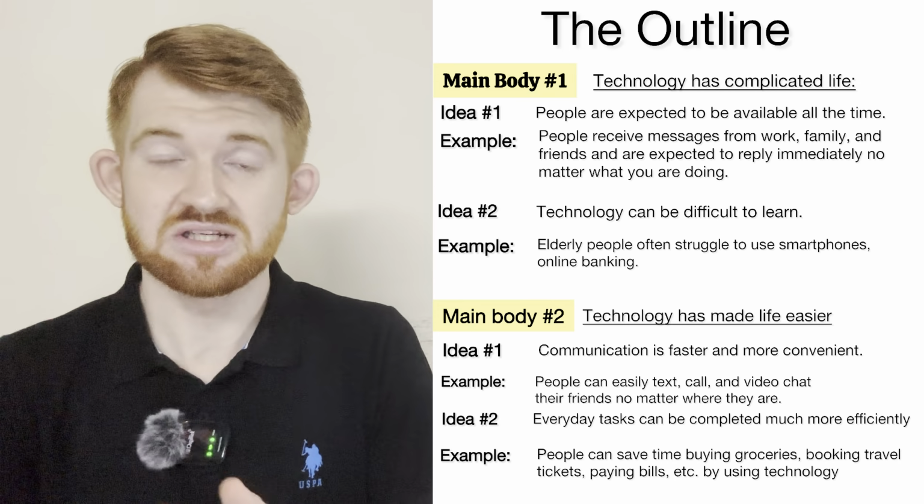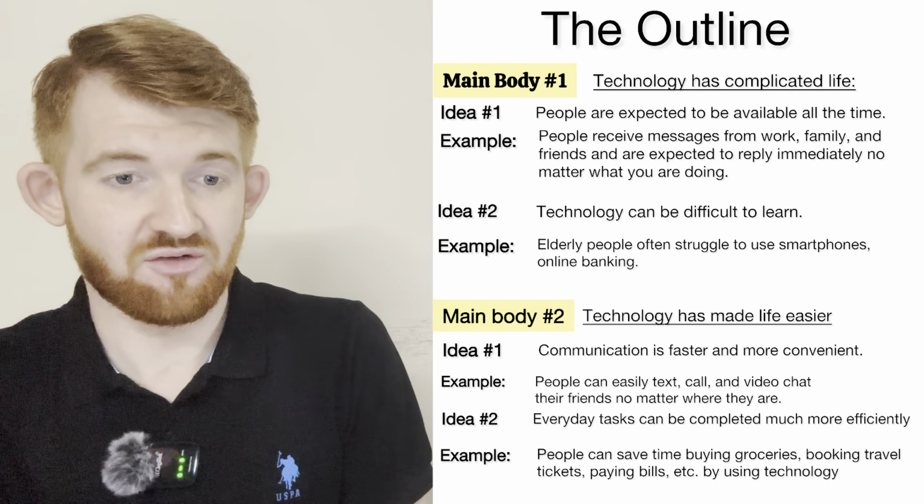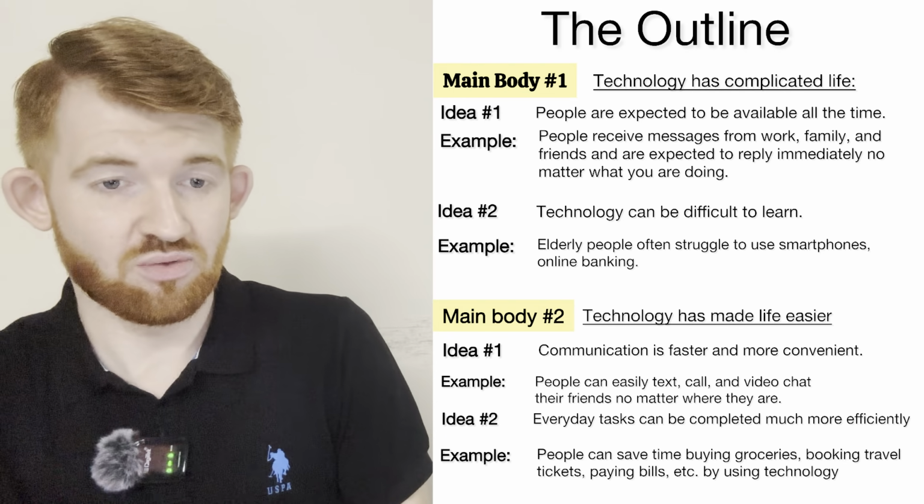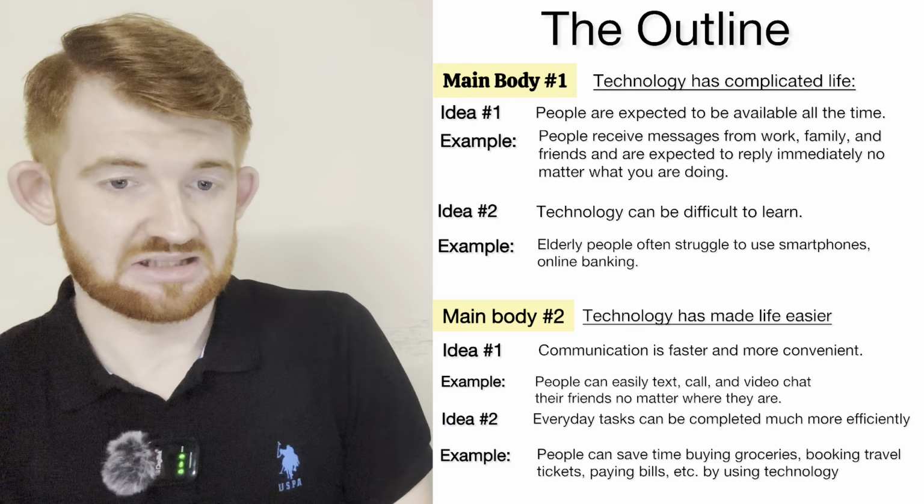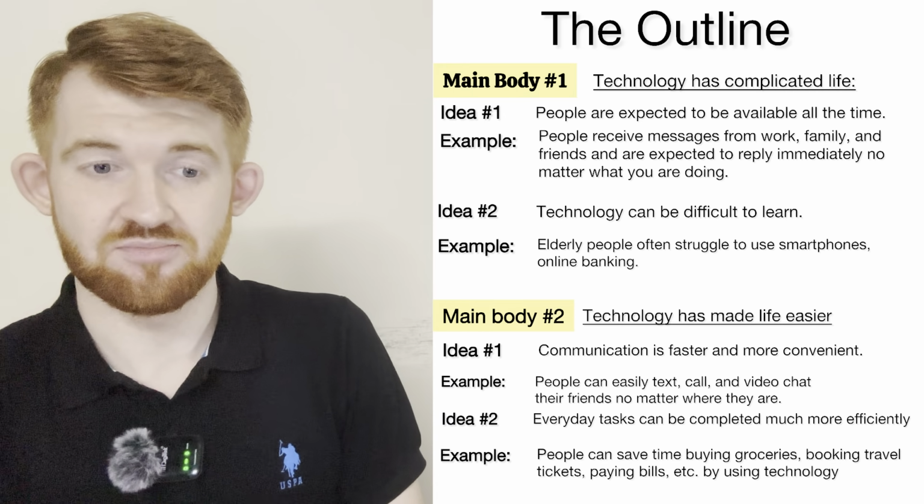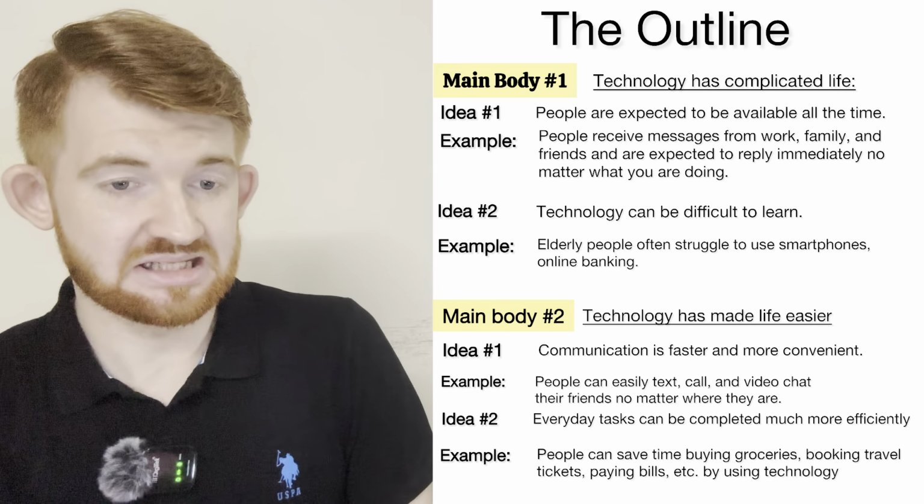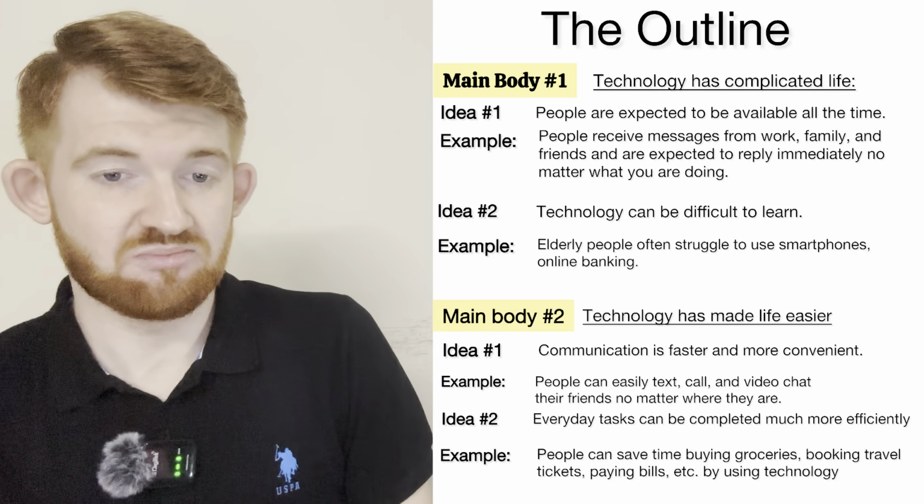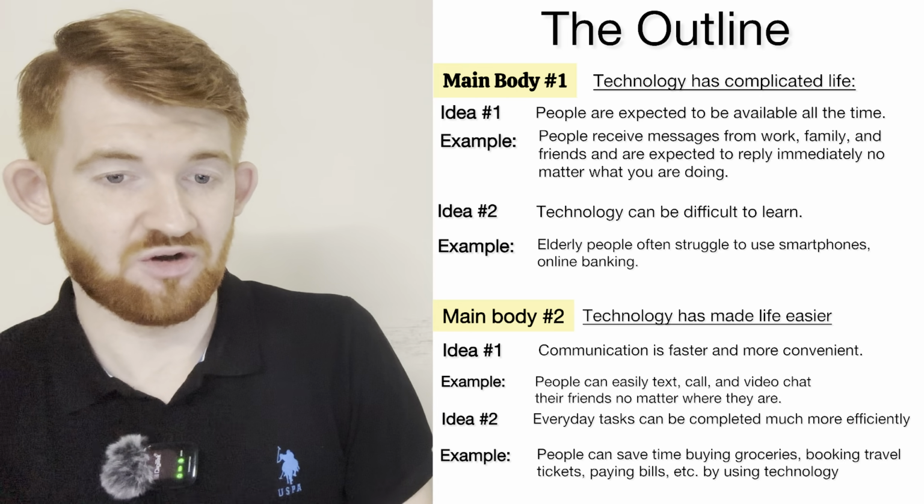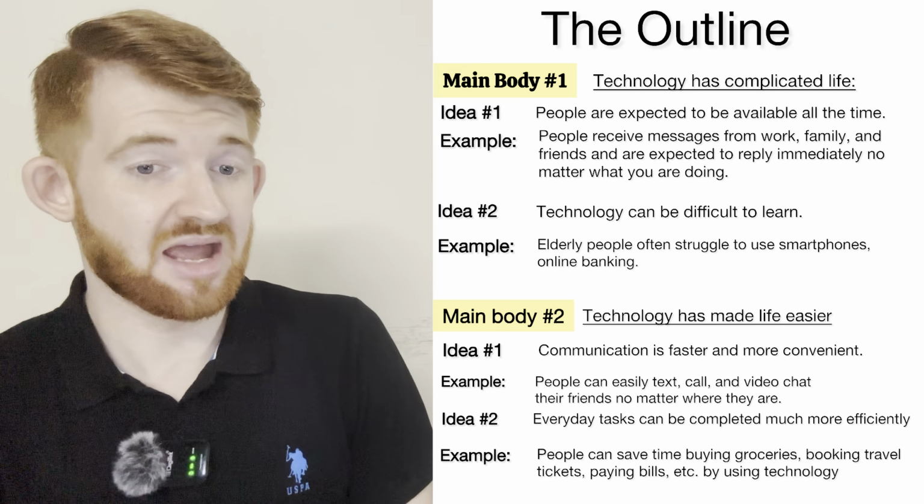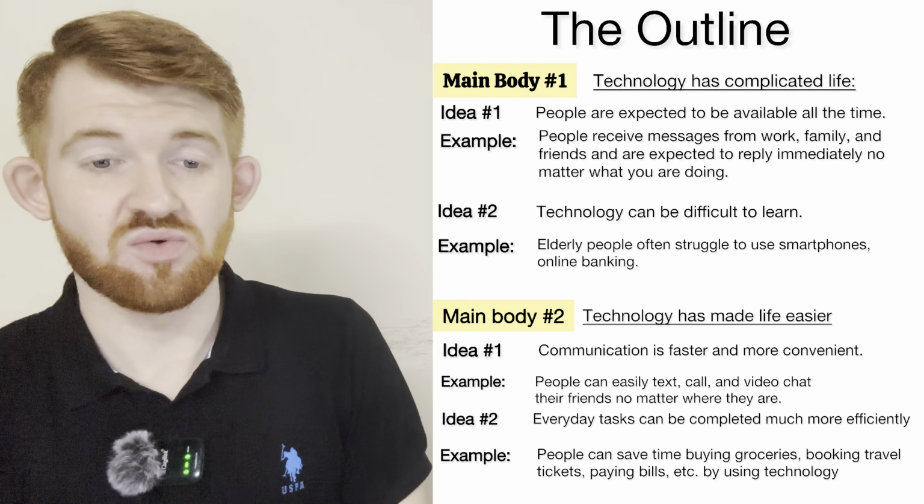So, if we take a look here, for main body paragraph number 1, idea number 1 is that people are expected to be available all the time. And then we have an example. People receive messages from work, family, and friends and are expected to reply immediately no matter what you are doing.